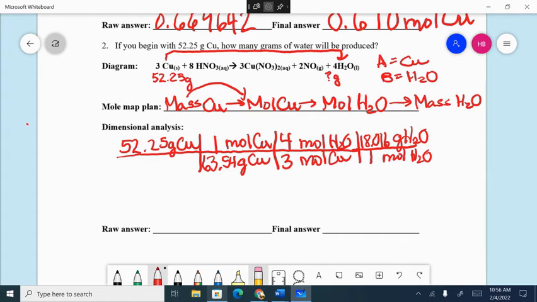And you should get in your calculator 19.75312. I'm going to round to 4 sig figs, and I get 19.75 grams of water as an answer.